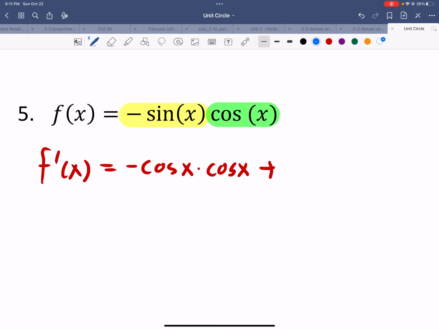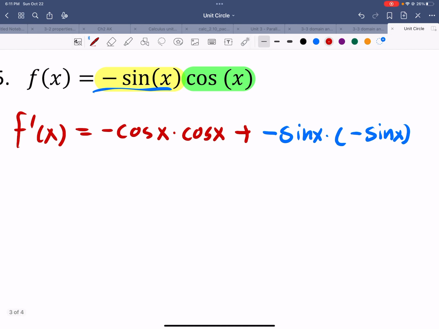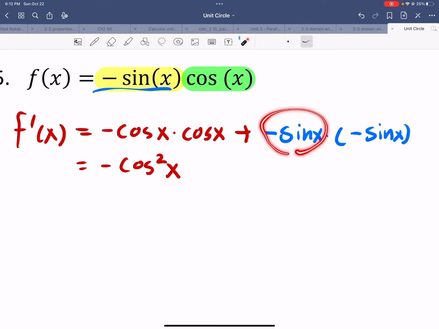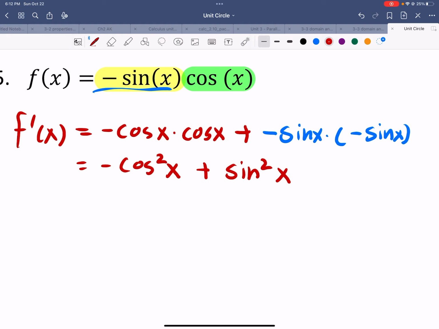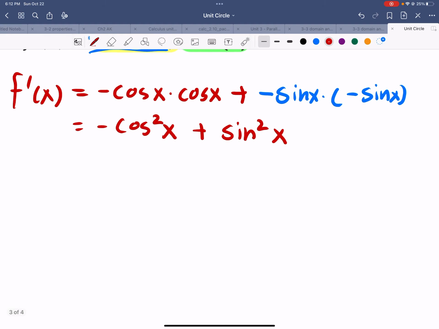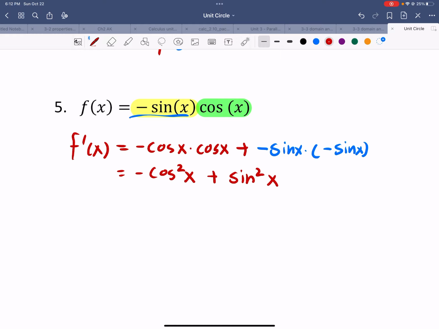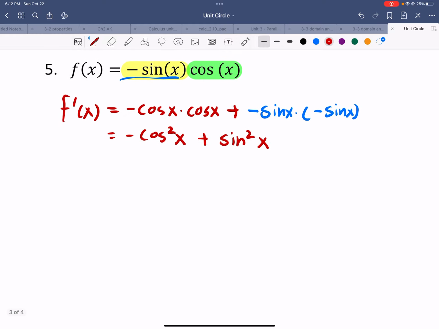Cosine is going to be what? Negative sine x. And why did I write like this? Sine x times another this one, negative sine x. So now if you do it, this one is going to be negative cosine squared of x. And here, negative times negative is positive, and positive times positive is still positive, so it's going to be plus sine squared of x. Okay, this one is very interesting if you do it, because I think it's going to give you 0, but whatever.